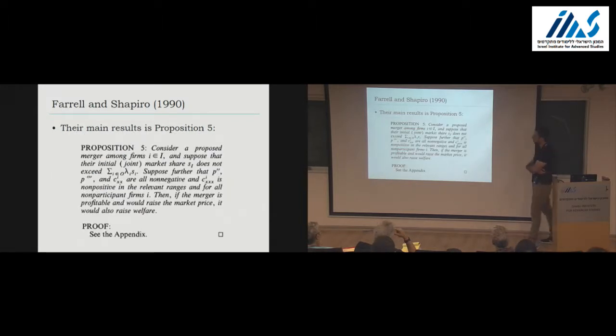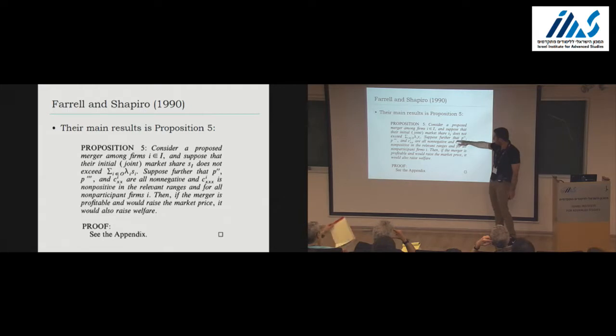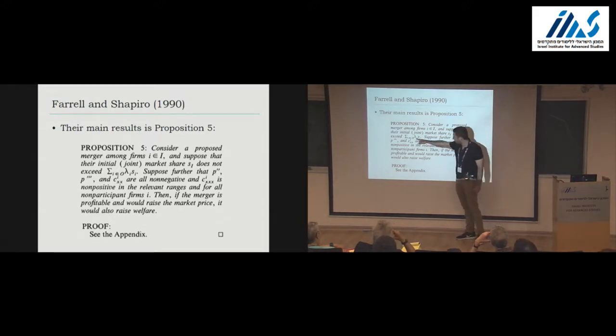Okay, so their main result is proposition 5. Let's just read it through. Consider a proposed merger among some subset of firms, could be 2, could be more than 2, and suppose that their initial joint market share does not exceed this. This is a weighted sum of market shares weighted by lambdas. We're going to look at what those weights are. Then there are conditions on prices and costs, about third derivatives, a little bit hard to think about, that make this proposition hold. Then they say if the merger is profitable, so the firms want to do it, and it would raise the market price, it would also raise welfare. So we have to understand what these lambdas are and what these different conditions are.